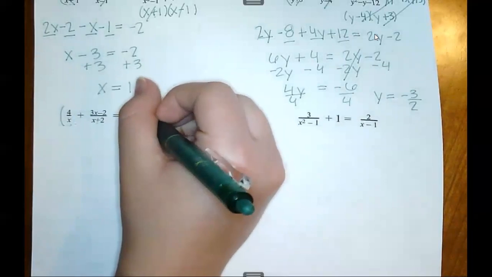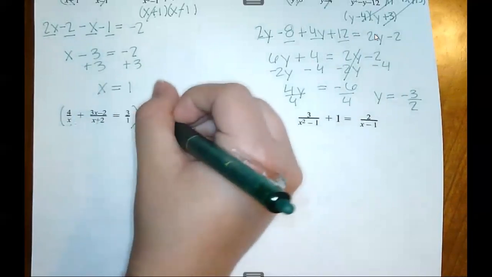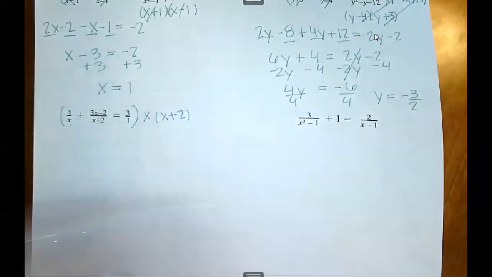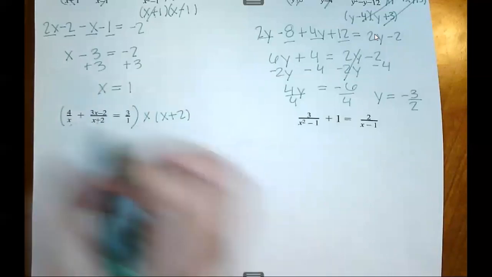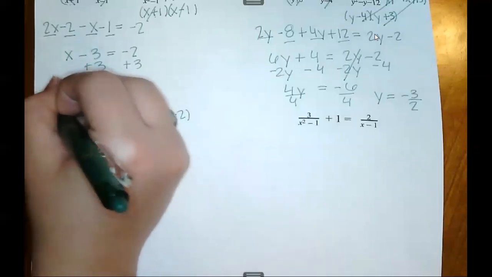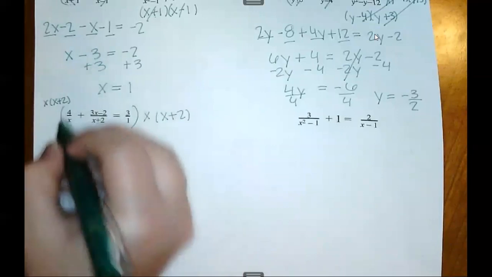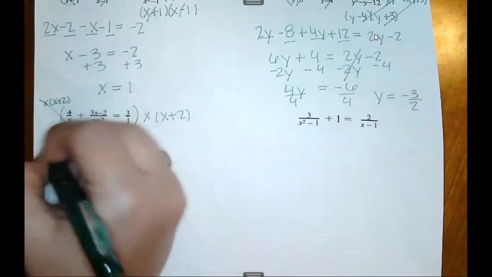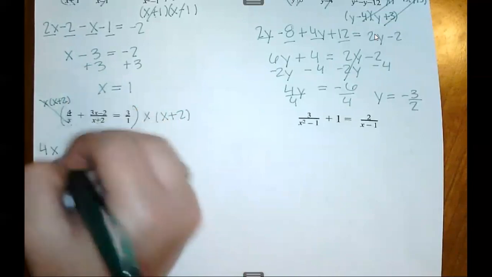So our thing that we're multiplying everything by is going to be x times x plus 2. And you can do the 1 as well, but remember 1 doesn't really change anything. So I'm going to be doing each piece times this. So first one, x times x plus 2. Well, the x's cancel out. 4 times x is 4x. 4 times 2 is 8.